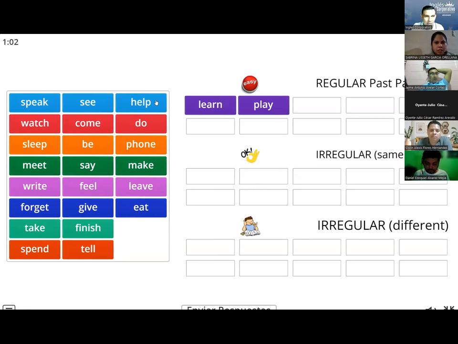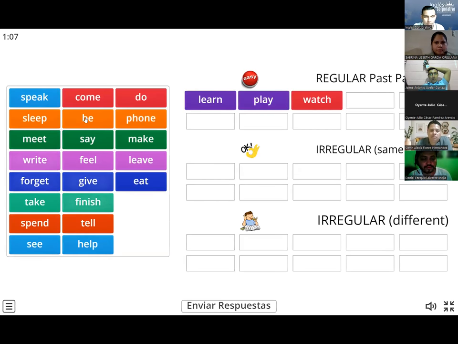Take. We watch. Take. This is not a regular. Regular, no. Irregular. Irregular, in which column? Spend. Regular, no.